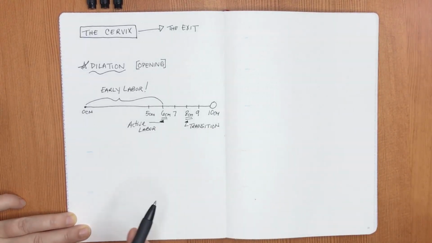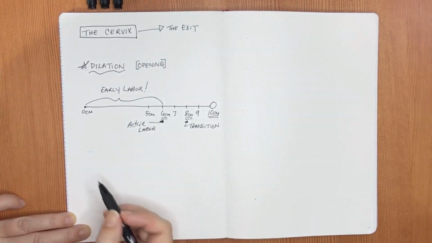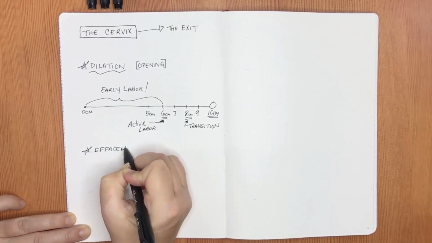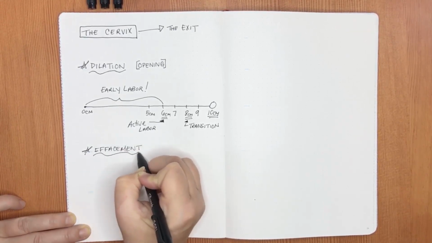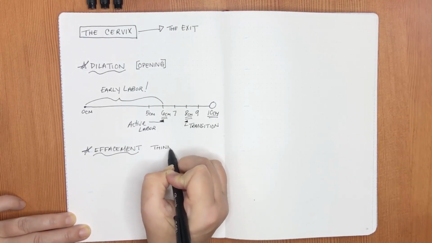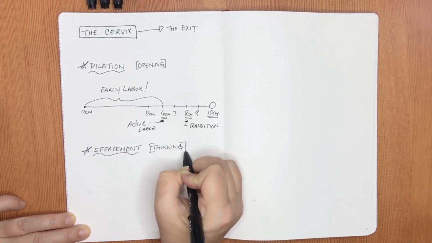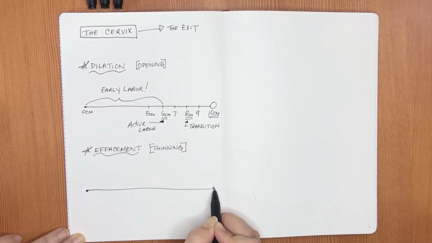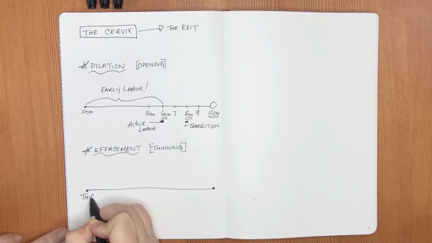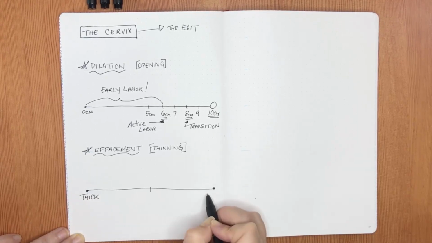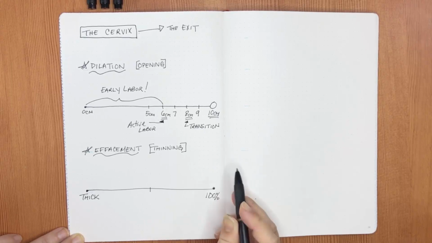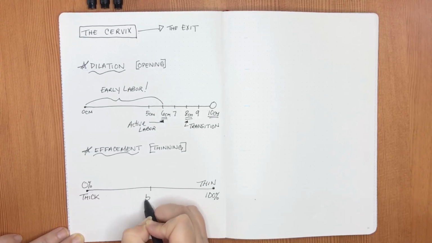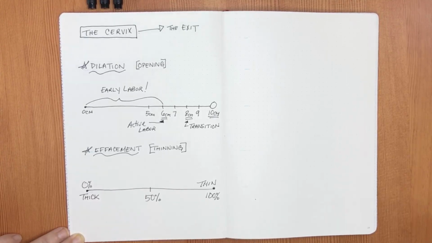Now, the other way that the cervix changes that we talk about a lot is effacement. Effacement is also known as the thinning of the cervix. So when you're pregnant and when the cervix is at its thickest point, it is considered 0% effaced. When you are at your thinnest point, it is considered 100% effaced. Halfway through would be 50% effaced.